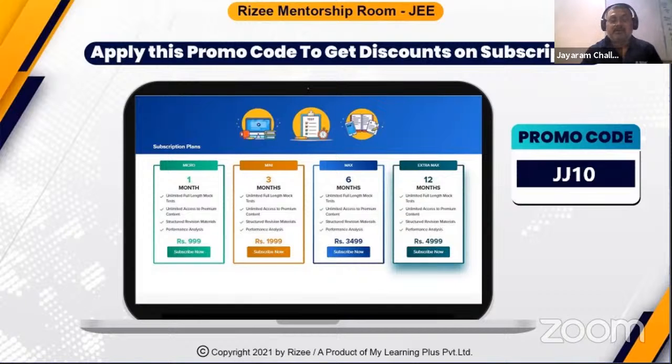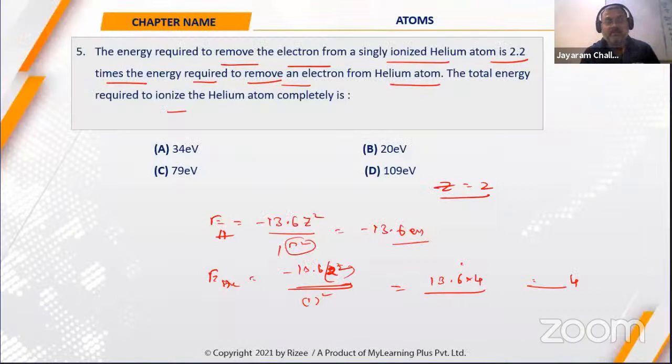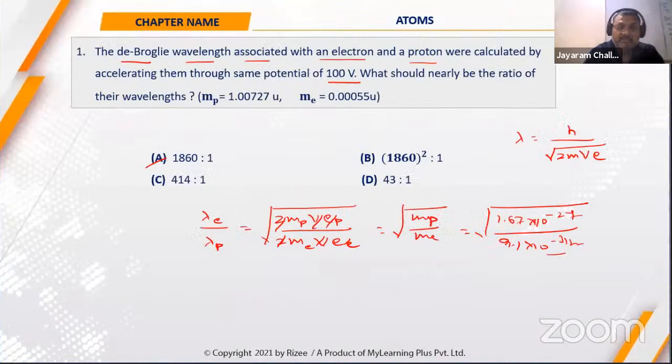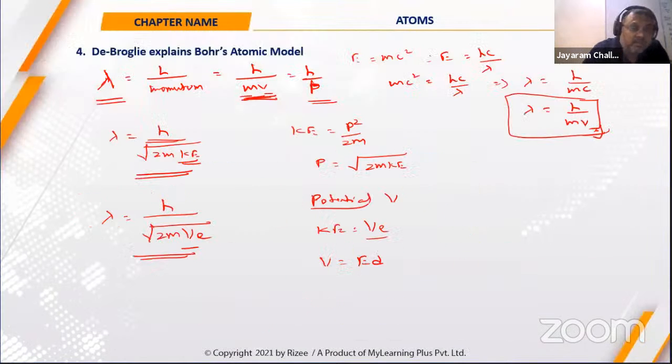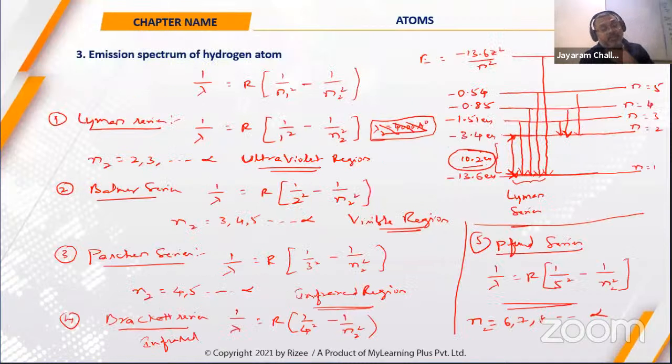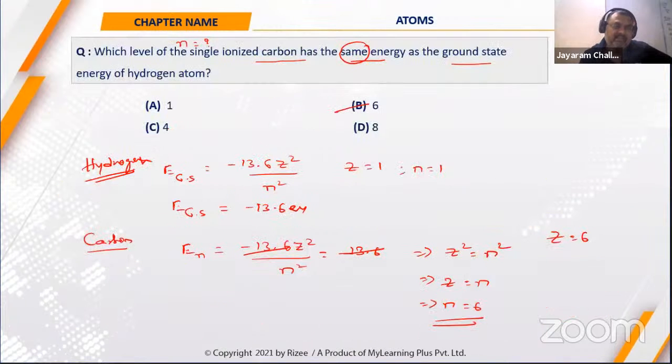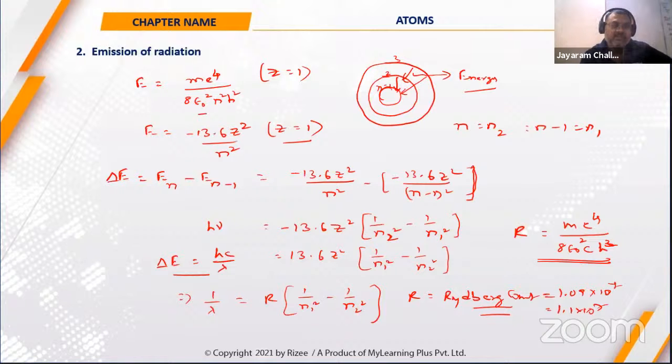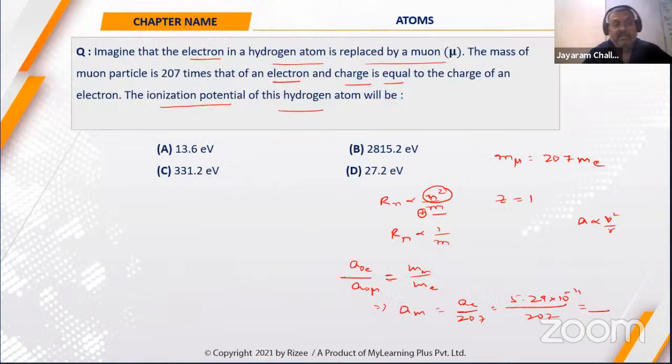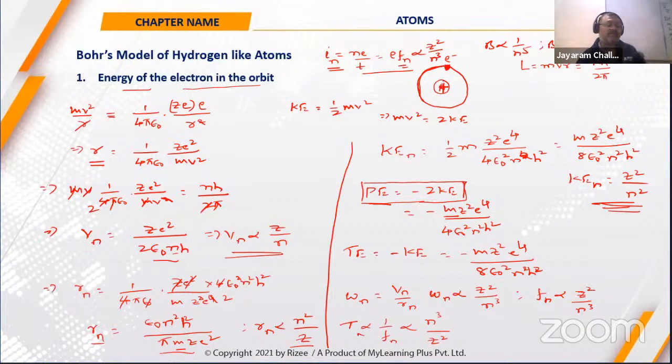Got it, sir? So this is a very important topic that we have studied today. So what are the important topics that we have studied? Relations between the physical quantities and the nth orbit, that is the L relationship. All these relations, that is 1 by lambda terms, lambda relations, energy transition questions, energy questions. So all these are very important things, please.